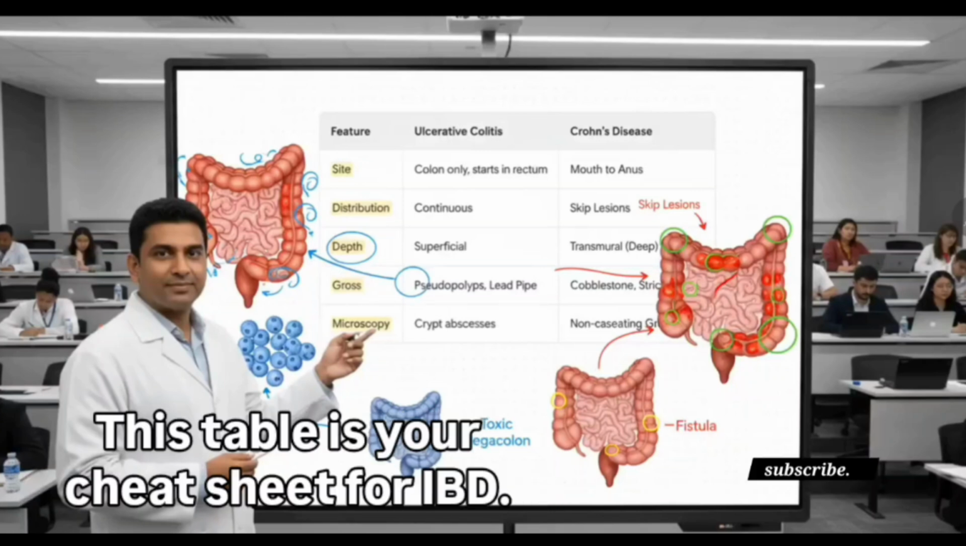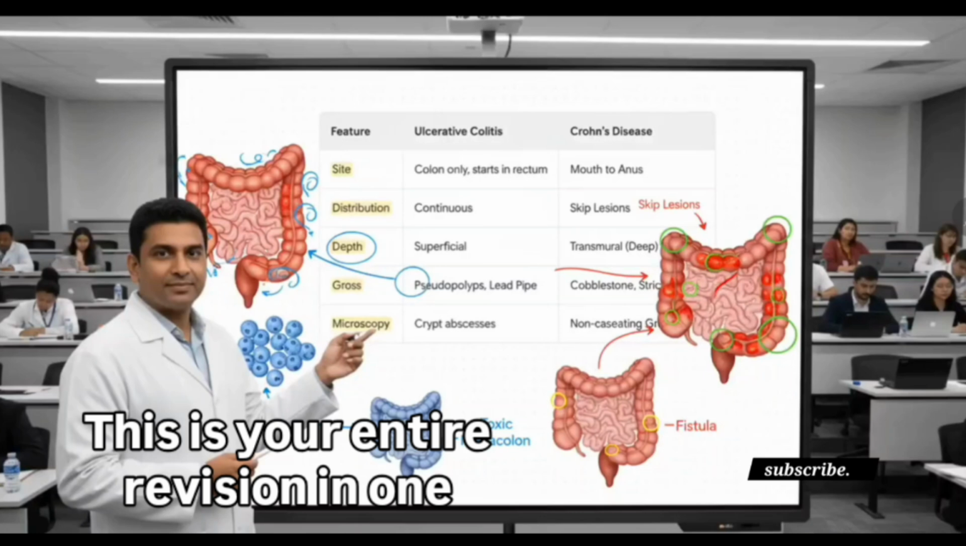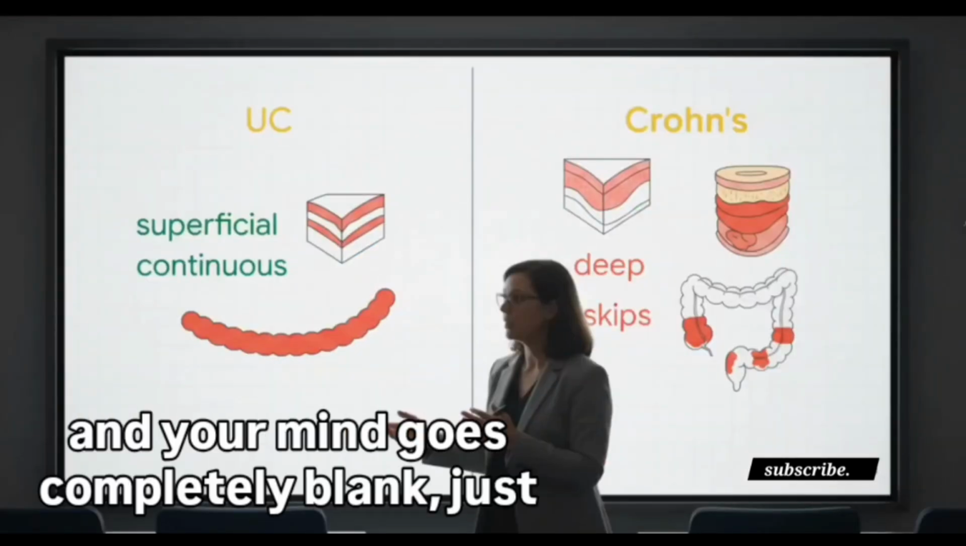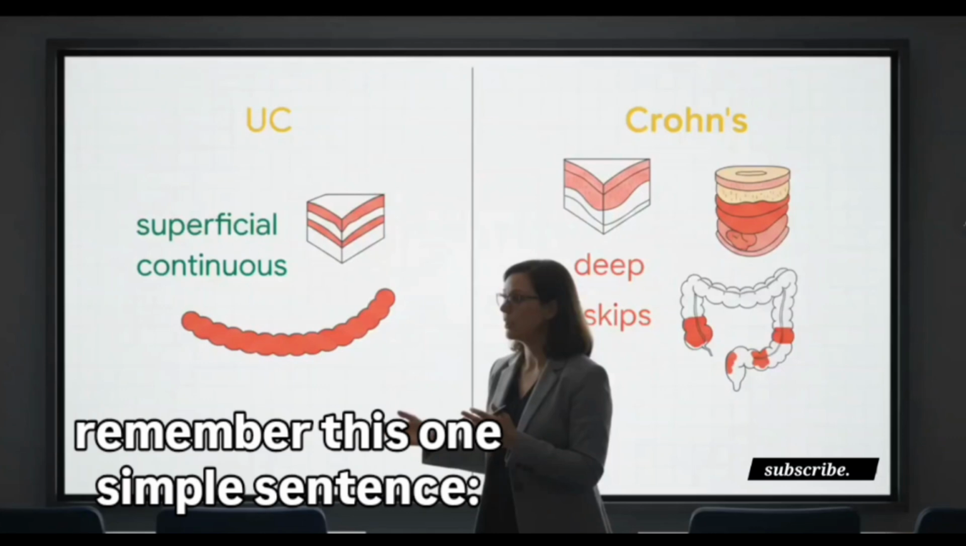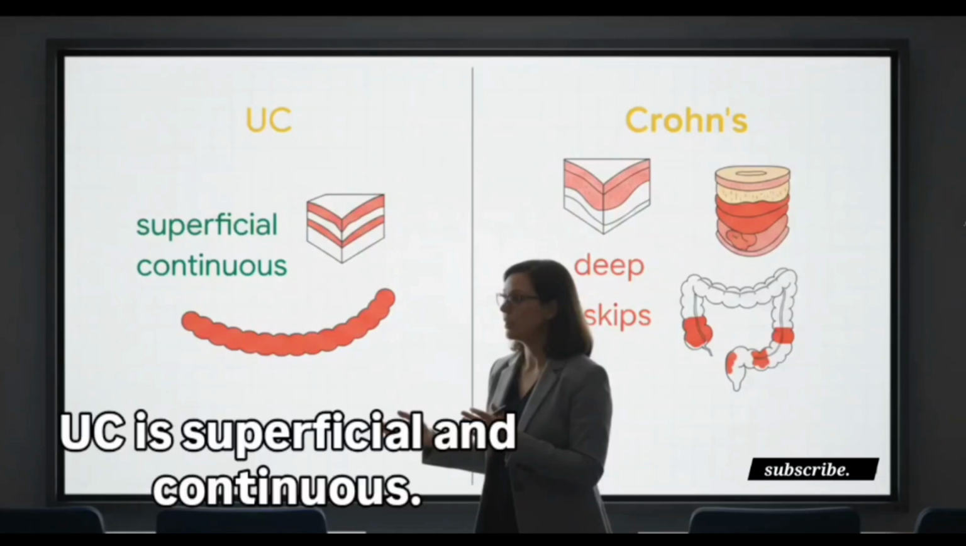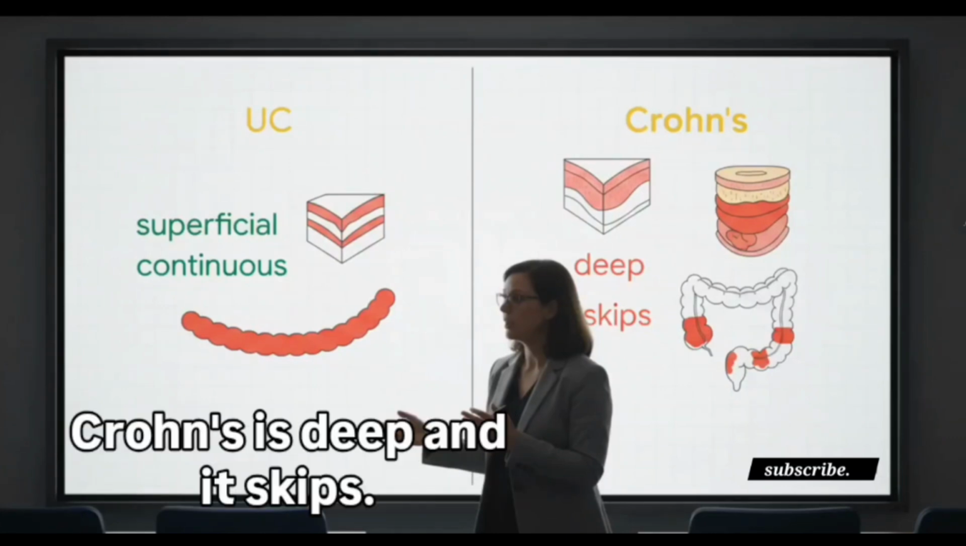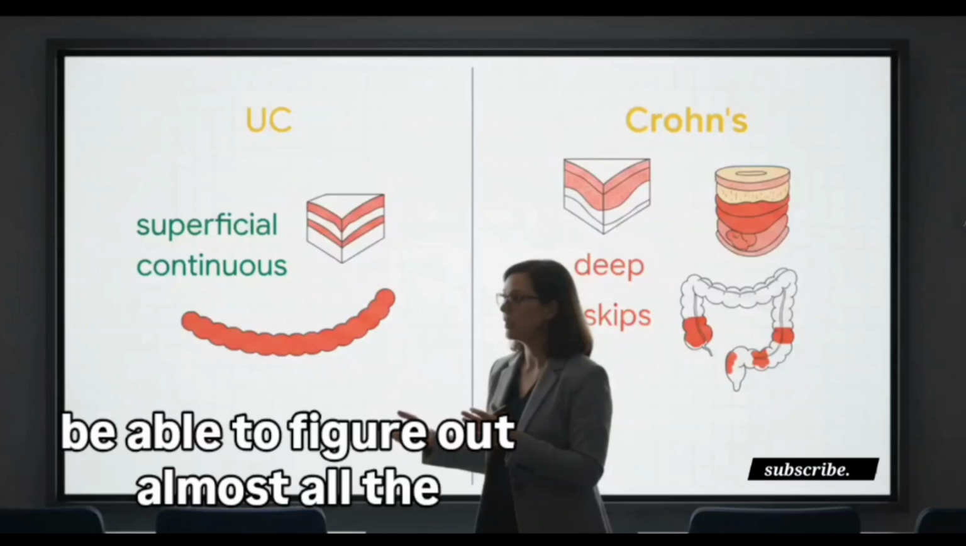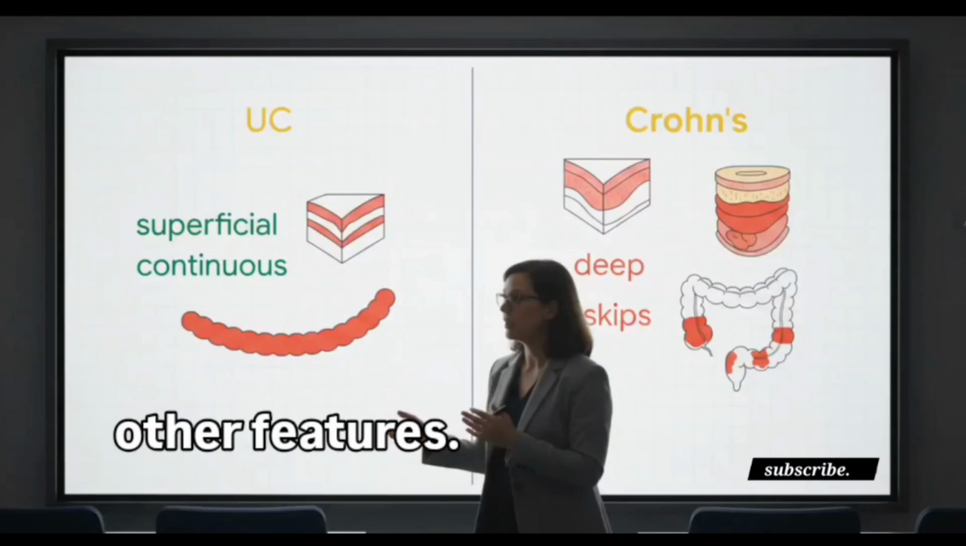This table is your cheat sheet for IBD. This is your entire revision in one place. So if you are in the exam hall and your mind goes completely blank, just remember this one simple sentence. UC is superficial and continuous. Crohn's is deep and it skips. If you just remember this much, you will be able to figure out almost all the other features.